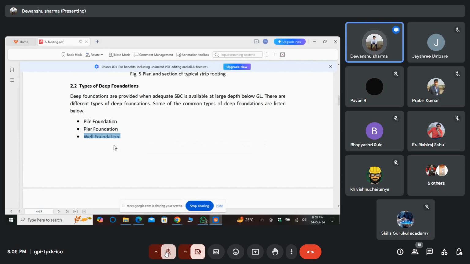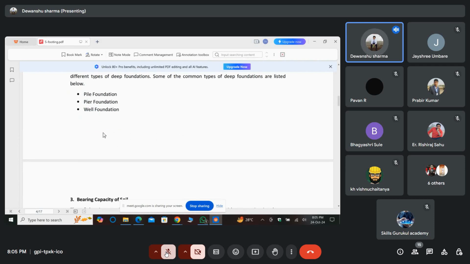Well foundation, also known as caisson foundation, is generally provided near water bodies. In that, a circular well is created, then the water is pumped out, and then the foundation is put there.